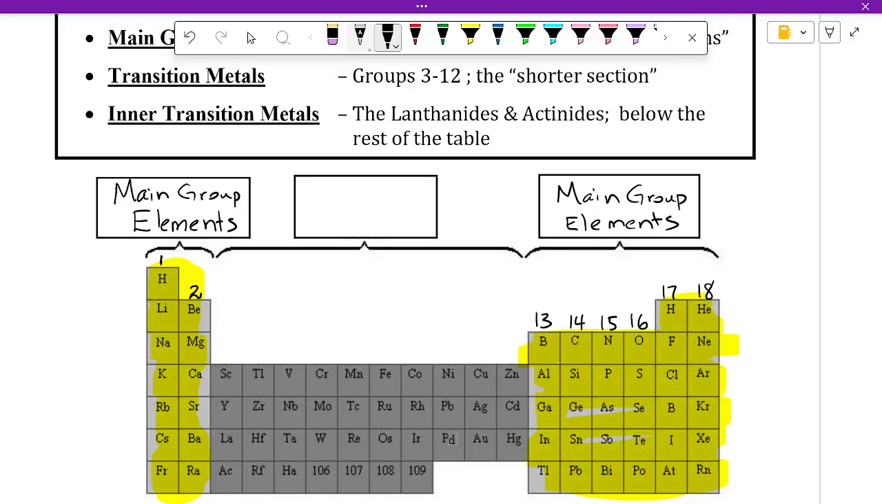You guys already know what the middle section of the periodic table is called. See if you can tell your partner what that middle section of the periodic table is called. What do we call these guys in here? 3, 4, 5, 6, 7, 8, 9, 10, 11, 12. What do we call those? Those are the transition metals. Thank you very much. Excellent. Transition metals.